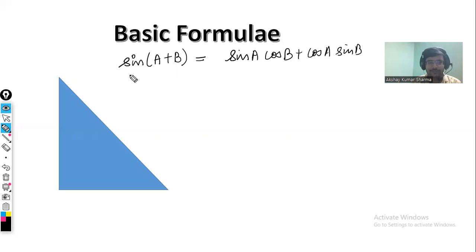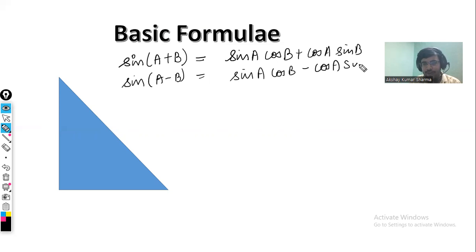What about the next? Let's jump to sine A minus B. That formula goes like this: sine A into cos B. Oh, over here it's minus. Okay, let's put it like minus: cos A into sine B. Correct? Now let's jump to the next formula, that is cos A plus B.